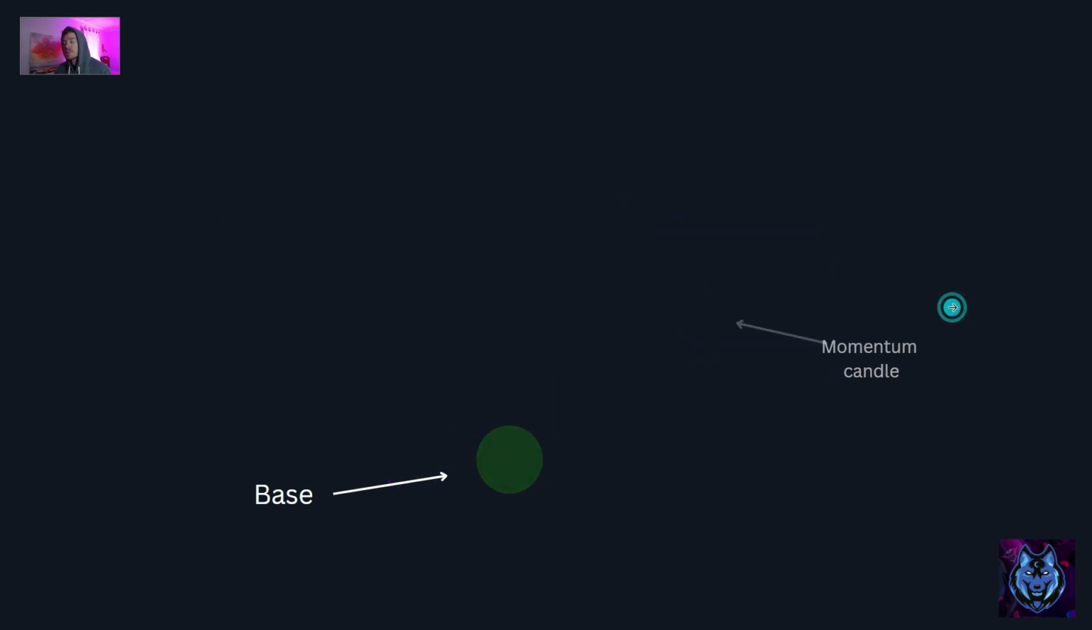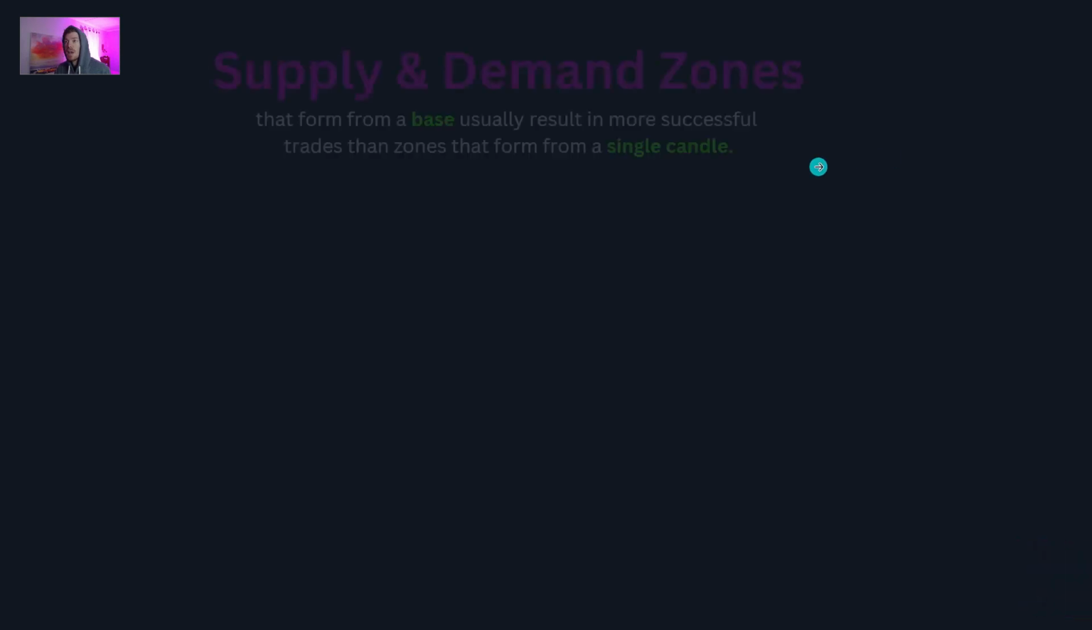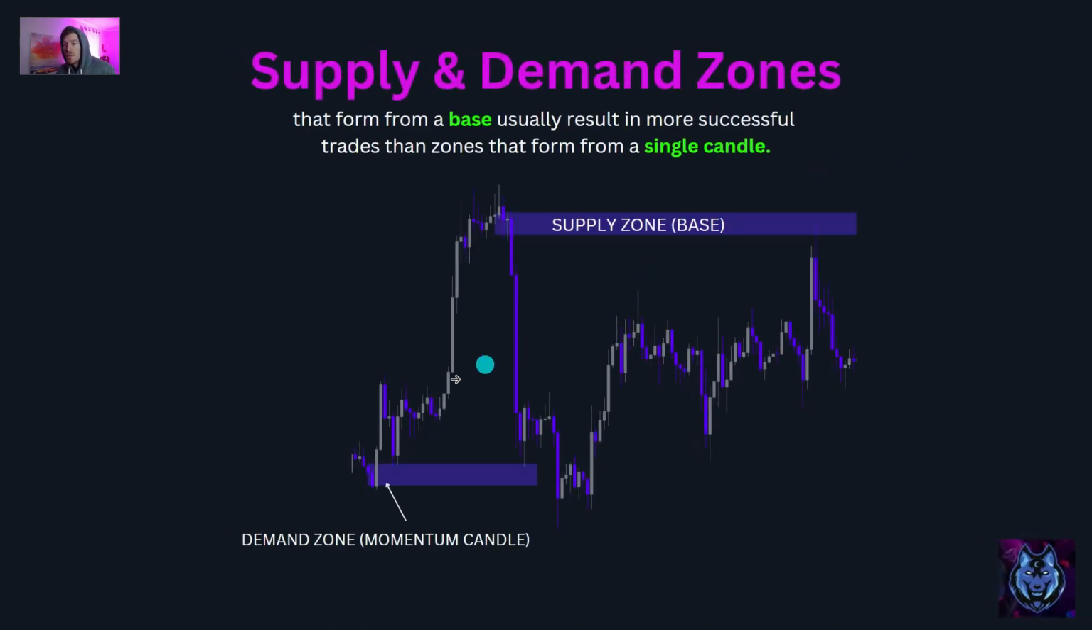The strength of the movement away from a supply or demand zone is not a determining factor in how strong a zone is. As long as the zone has at least one large bullish or bearish candle moving away from it, it's valid for trading. I'll give you an example. If we see these massive momentum candles, which I've chatted about in my other supply and demand videos, we know that it's going to leave behind a zone.